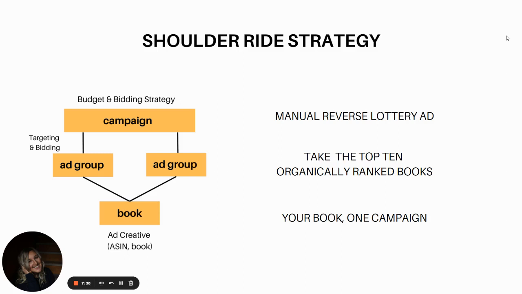A lottery ad is when you take a bunch of books in your bookshelf and you run ads to them to try to find winners to scale out. It's multiple books in one campaign. The reason this is a manual reverse lottery ad is that the lottery is actually our competition's books, and we're just focused on one of our books. That's why having that customer target and customer alignment is so important in this strategy, because it can really take off your books.